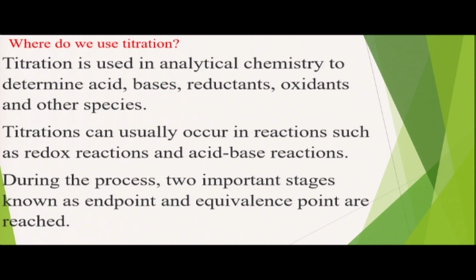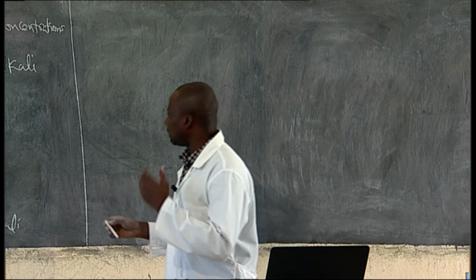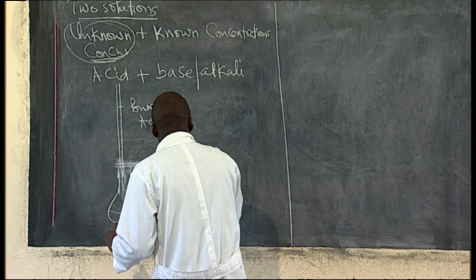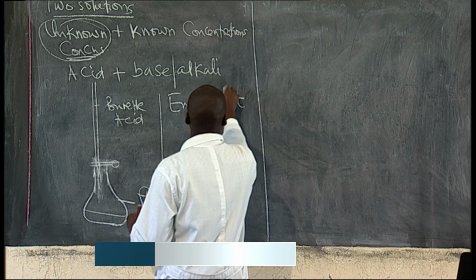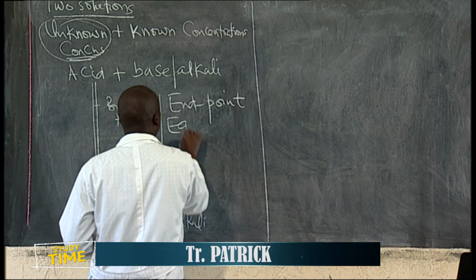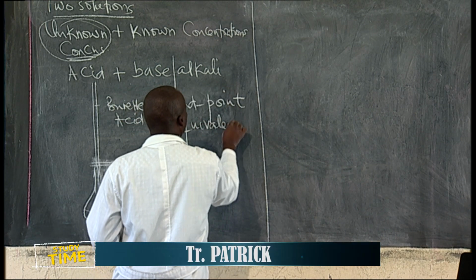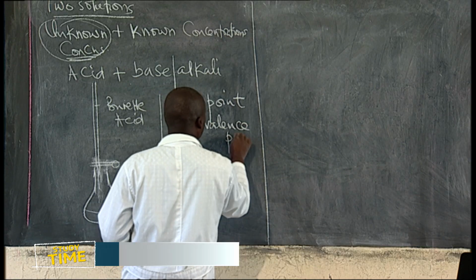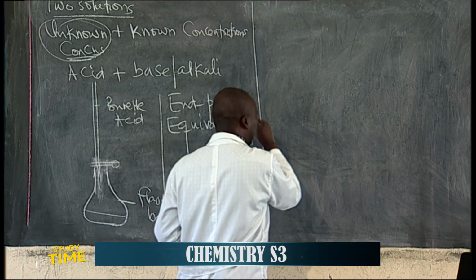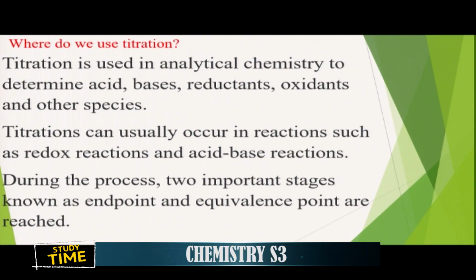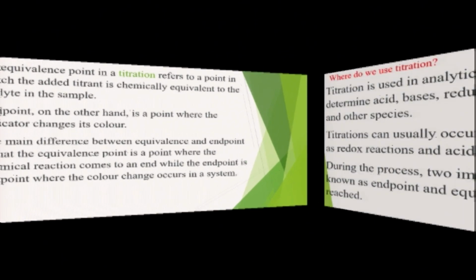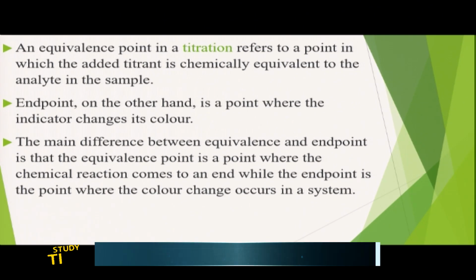So during the process of the titration, two important stages are taking place. One is the end point. So you need to note this. The end point and the equivalence point. Two important stages occur, or they are reached, during the reaction.